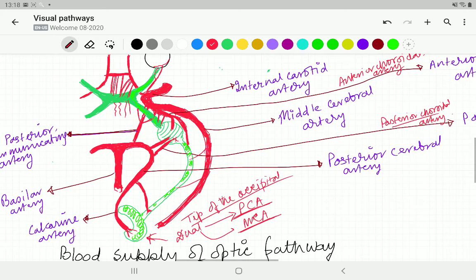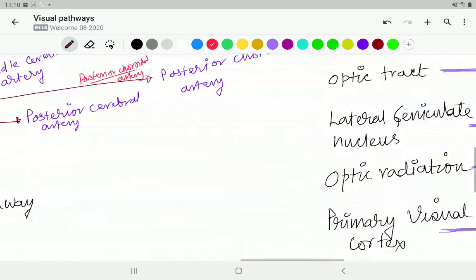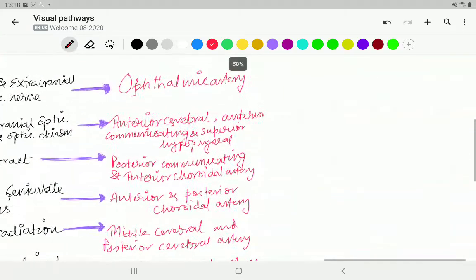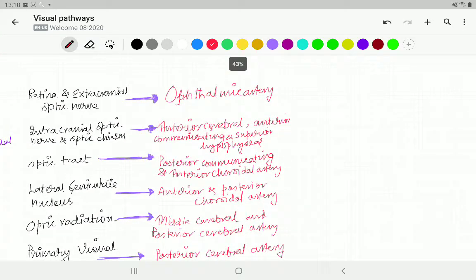Now coming on to the optic nerve. If we summarize, the retina and the extracranial part of the optic nerve are supplied by the ophthalmic artery. The intracranial optic nerve and optic chiasm are supplied by the anterior cerebral artery, anterior communicating artery, and superior hypophyseal artery.